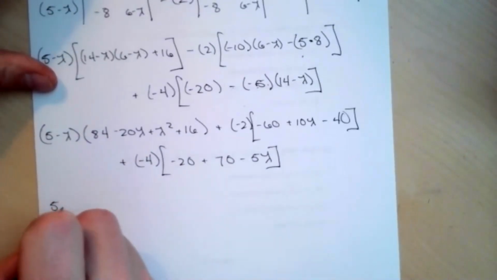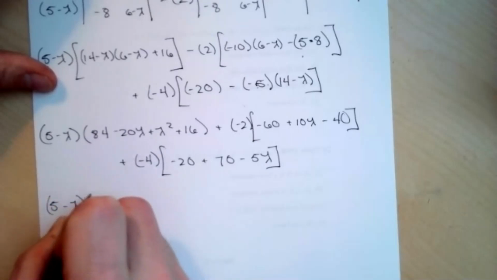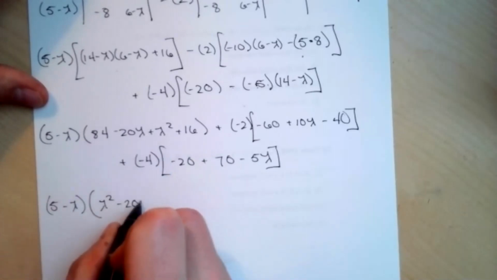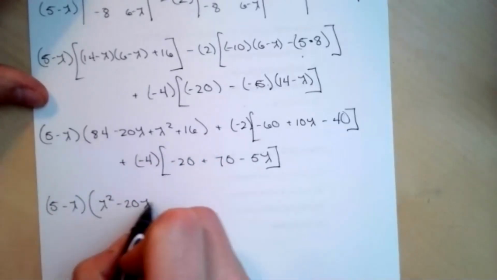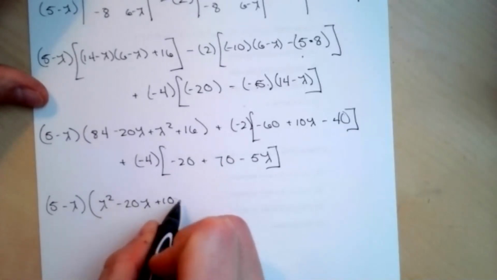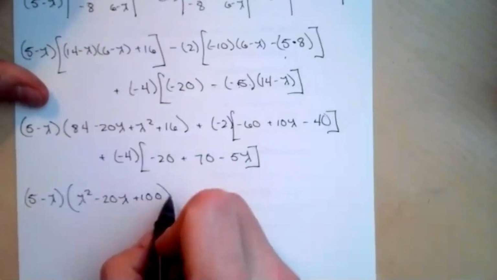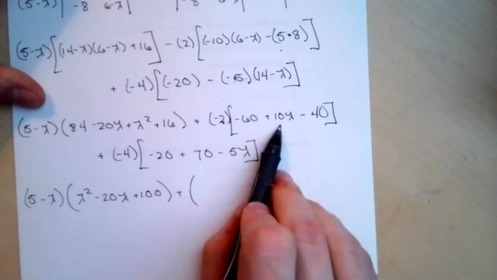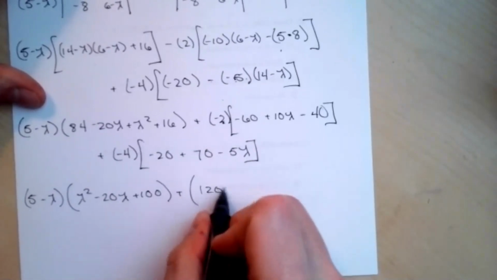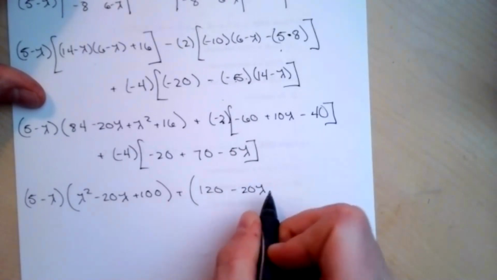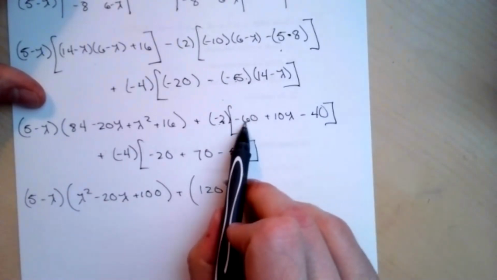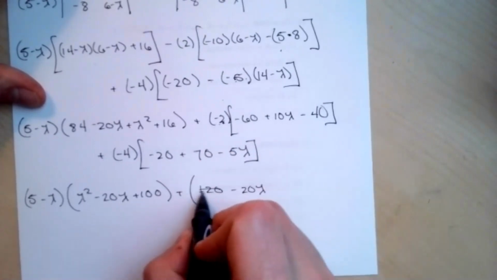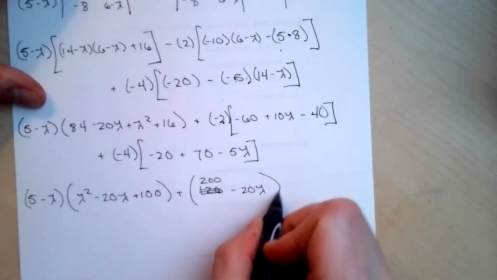So 5 minus lambda. Let's simplify the inside. We've got lambda squared minus 20 lambda, and 16 and 84, nicely enough, good old 100. We will have plus, I'm going to keep parentheses around these, but distribute. So we'll have 120 minus 20 lambda. Maybe we can combine those. So minus 60 and minus 40 is minus 100, times minus 2 gives us positive 200.